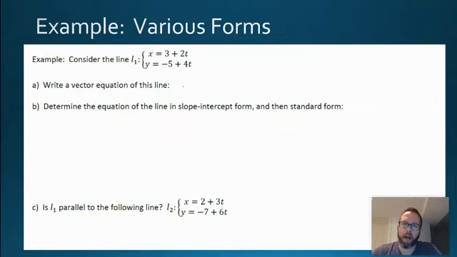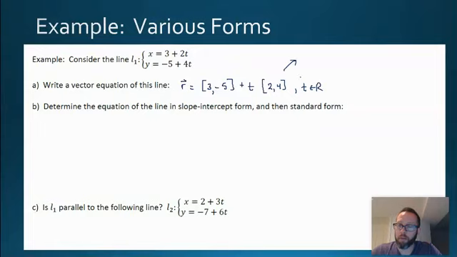So let's actually go backwards. We have the parametric equations. Let's write out the vector equations. So this is just basically putting the parametric equations together. So I know my initial point in the line would be (3, -5), plus using the parameter t, (2, 4). And t is a real number.